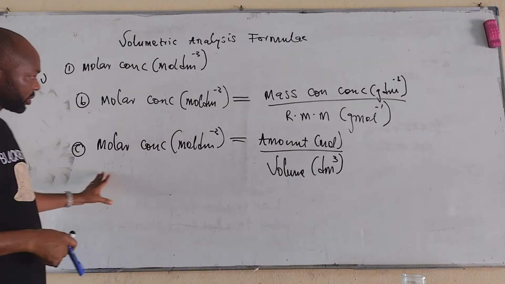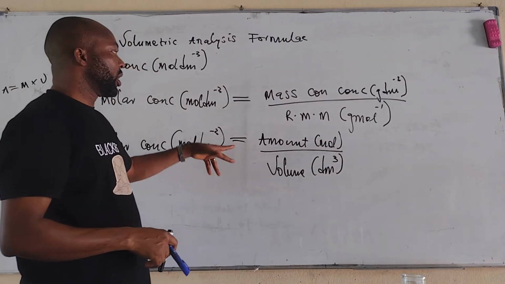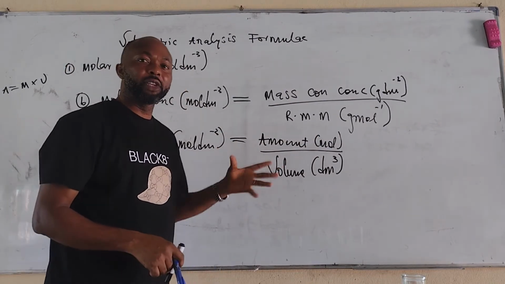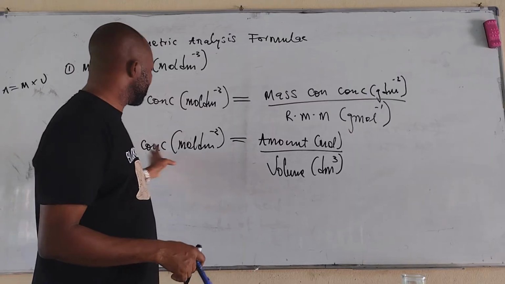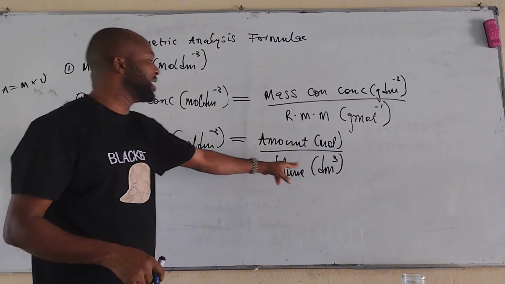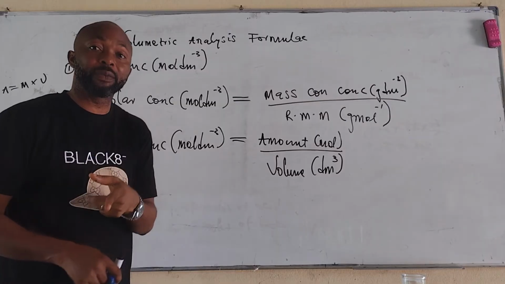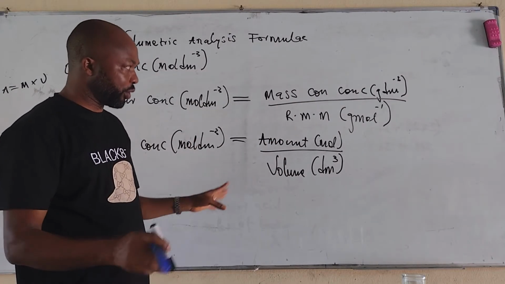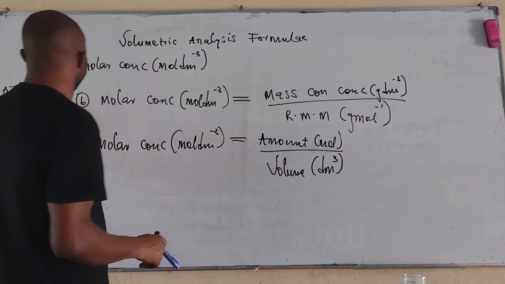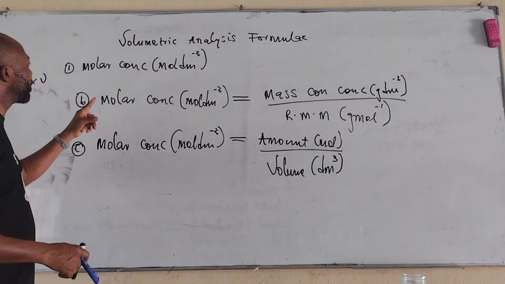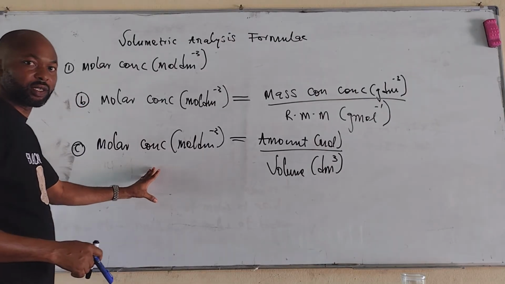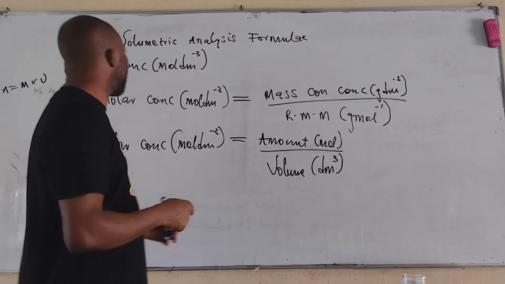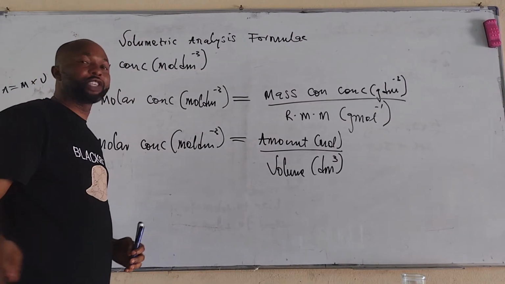If this is true, it means that the volume that will be given in the equation must be in dm cube, which means if it is given to you in cm cube, you convert it to what? dm cube. That is important. You should know that. So these are the three formulas when we're dealing with molar concentration of substances. We use these three formulas to get that. So let us try mass concentration.